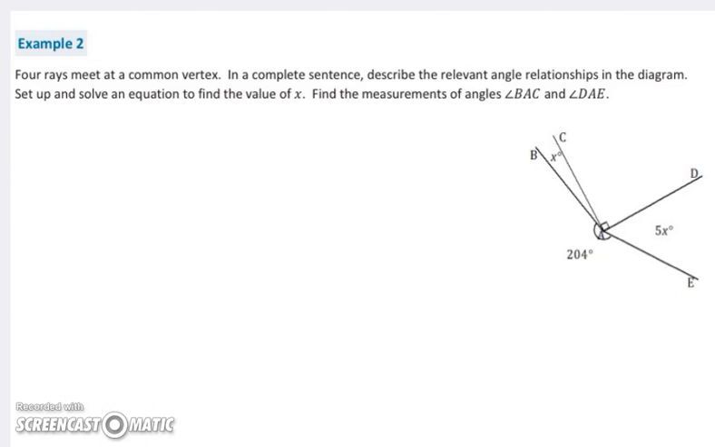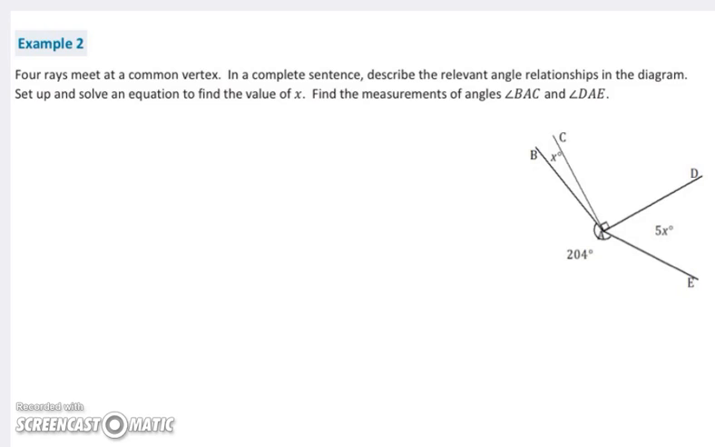Okay, so example 2. It says 4 rays meet at a common vertex. We're going to describe angle relationships as always, and we'll set up and solve an equation to find the value of x. And we want two different angles here. We want BAC, and then we want DAE. So we're looking for those two angles there. We know when we find the value of x, we've got to plug it back in at the end. And as always, we should be looking at our angle relationship chart that we made on the first lesson all the way back.